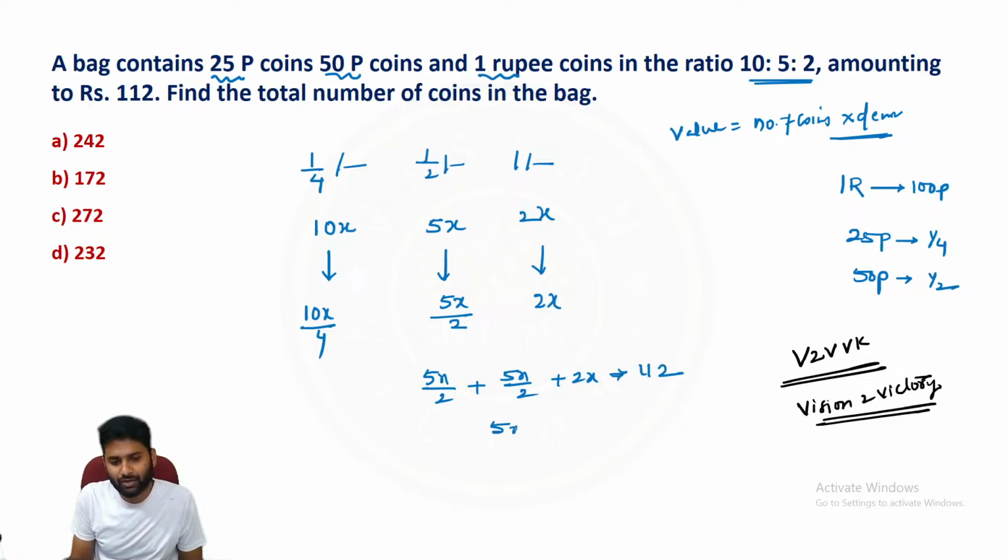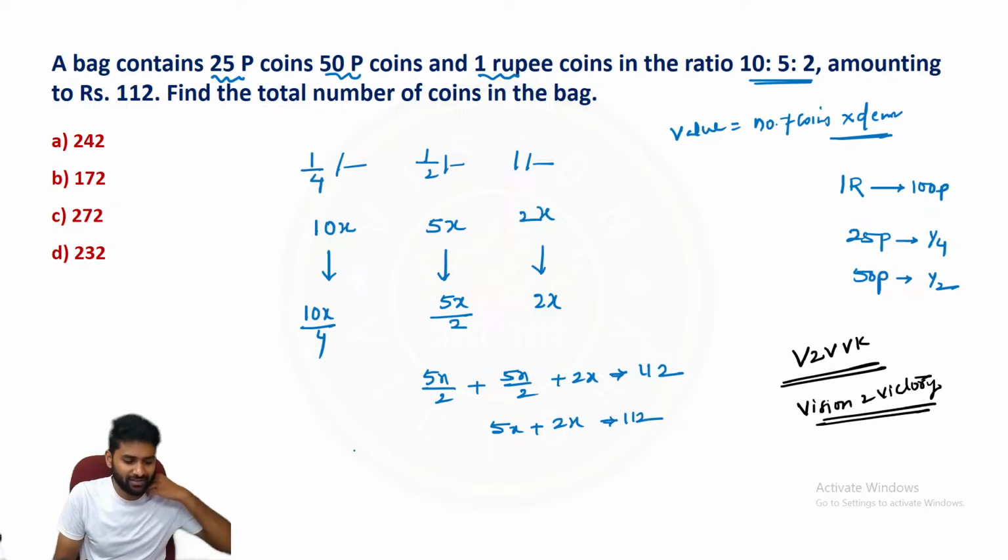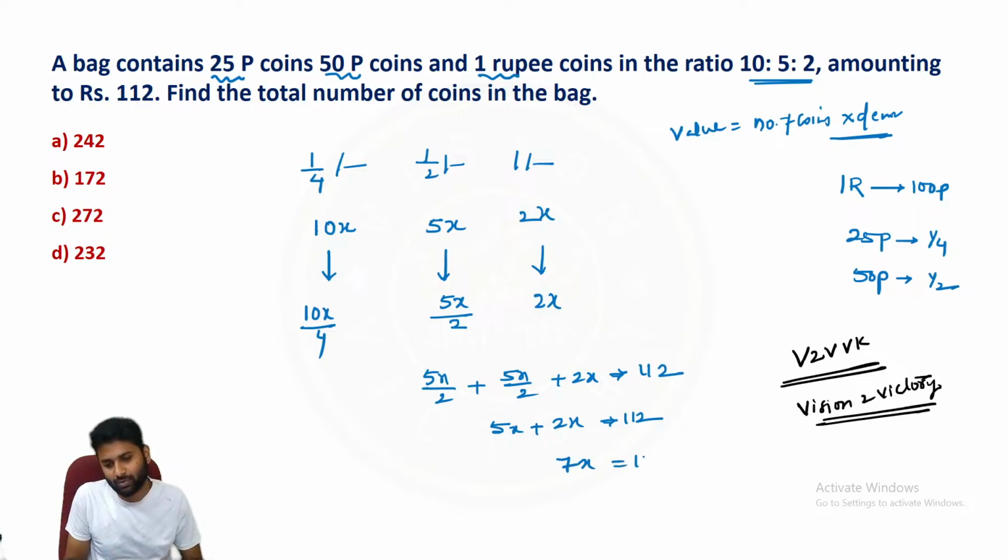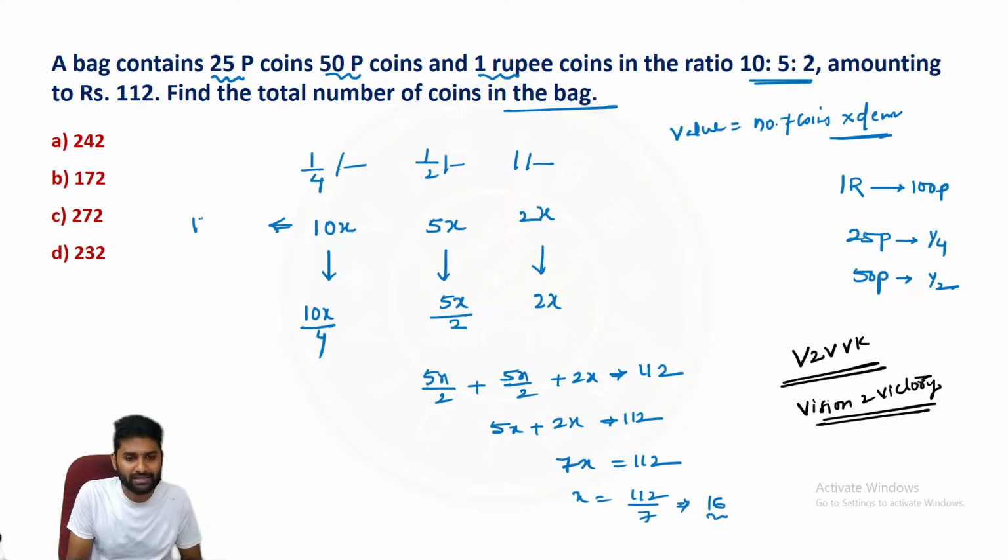Now, after adding, see, 5x plus 5x is 10x. Again, 10x by 2 is equal to 5x. So 5x plus 2x is 7x. If 7x is equal to 112, then x is equal to 112 by 7. Now, guys, here x value is 16. Now the question: find the total number of coins in the bag. Here, the total number of coins in the bag is exactly equal to 17x. 17 is multiplied with 16.